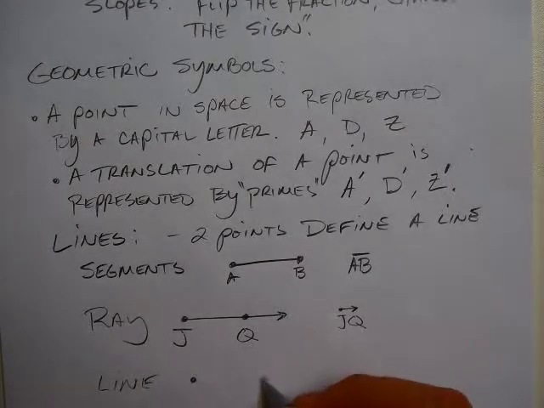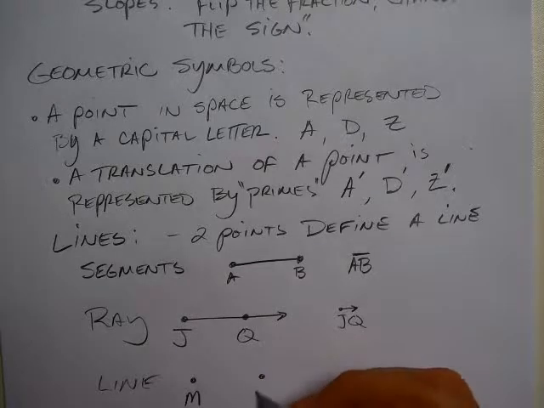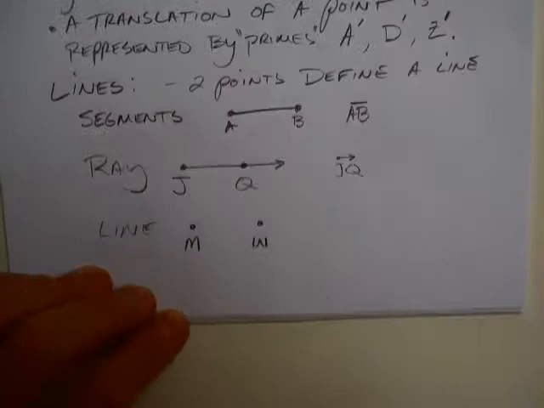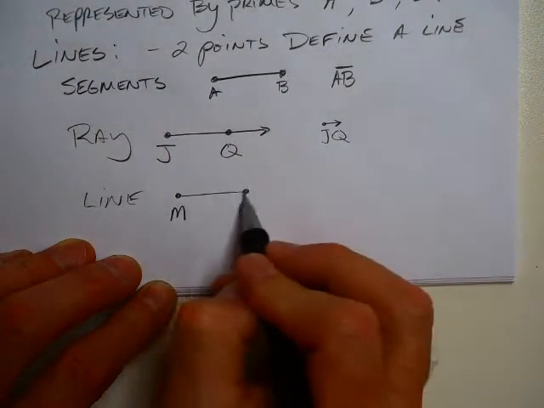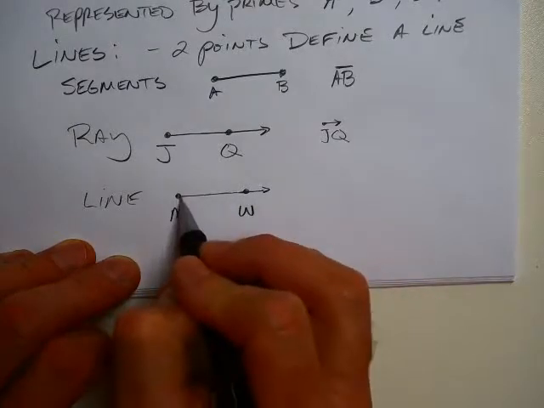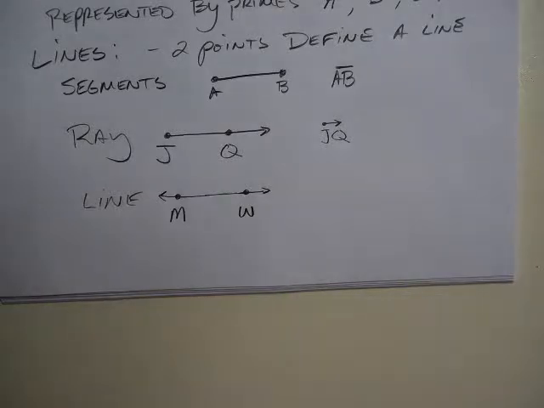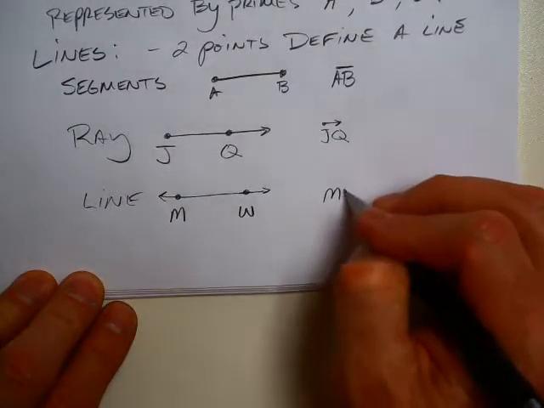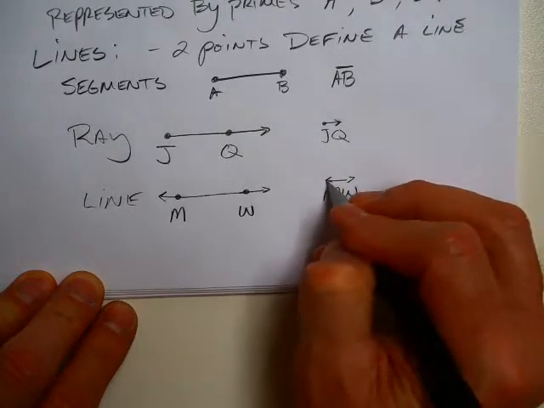It goes through 2 points. Somebody give me 2 letters. M and W, okay? So the line goes through those 2, but it also continues on past in both directions. So it's infinite in both directions, but it goes through MW. And so we would see this as the notation MW with a line on top with arrows in both directions.